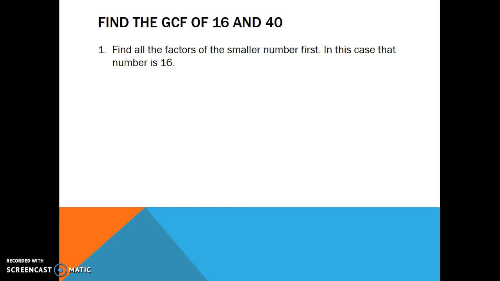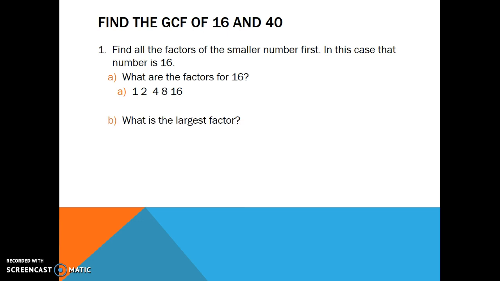So we'll follow the same process. We're going to find all of the factors of the smaller number first. So the factors for 16, if we use the rainbow method, we're going to find that they are 1 and 16, so 1 times 16 is 16, 2 and 8, 2 times 8 is 16, and 4, because 4 times 4 is 16. There's the list right there.